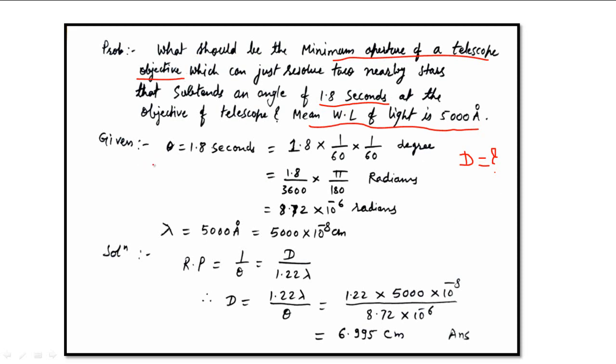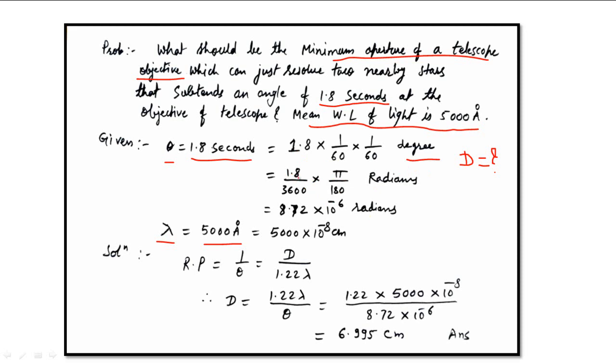What is given in the problem? Theta is given, which is 1.8 seconds of an arc, and the wavelength of light is given, which is 5000 angstrom. Since the angle is given in seconds of an arc, in order to convert this angle into degrees, you have to divide it by 3600. And if you want to convert this angle into radians, then you have to multiply it by pi by 180. So first we convert this angle from seconds of an arc into radians.